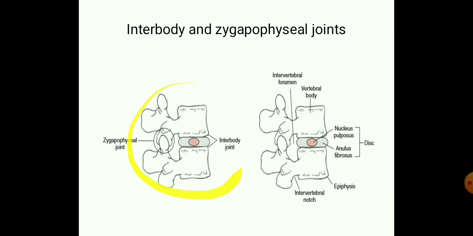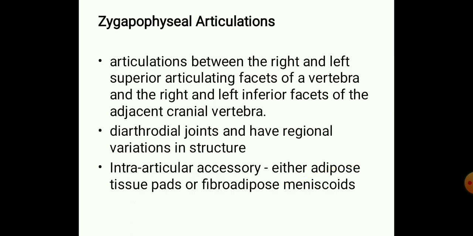So these are the two vertebrae. This is the superior vertebra and this is the inferior vertebra. How are these zygapophyseal joints formed? There will be an inferior facet of the superior vertebra and a superior facet of the inferior vertebra. These two will form the zygapophyseal articulation. This is a diarthrodial joint and has regional variations in structure.